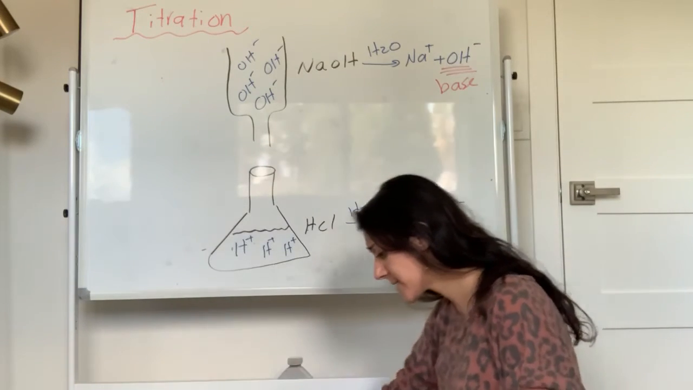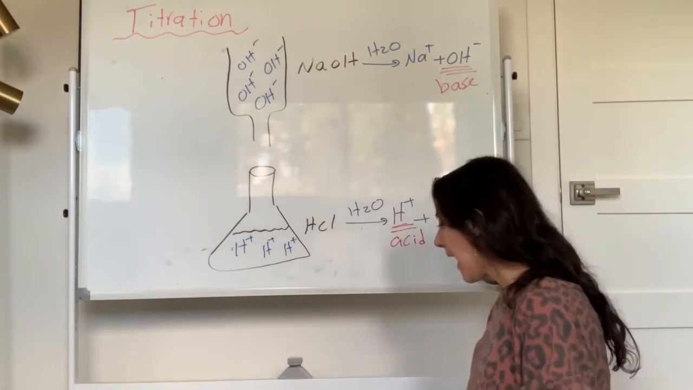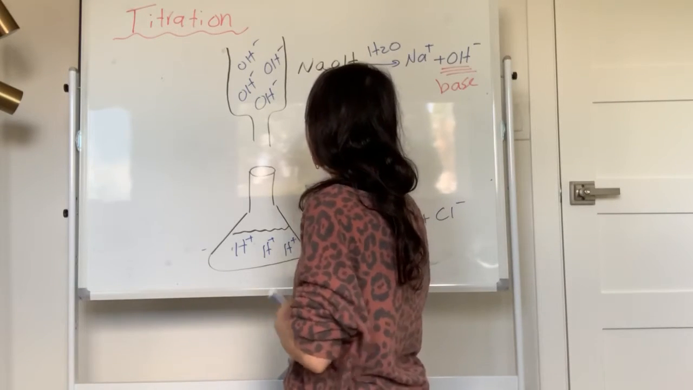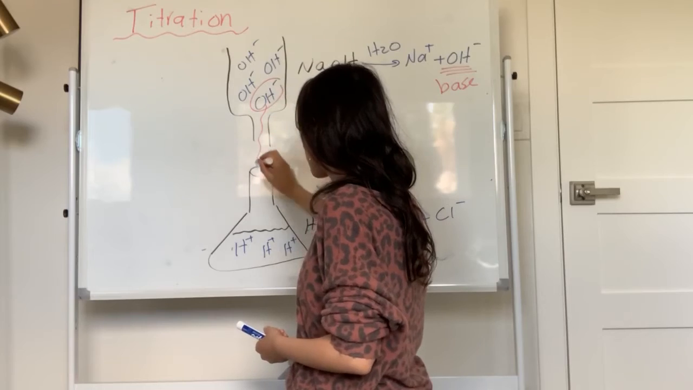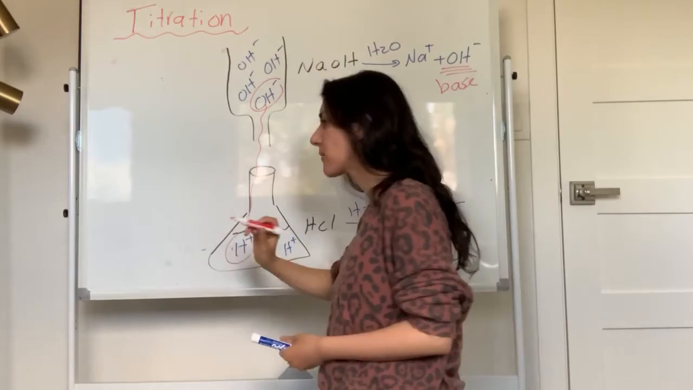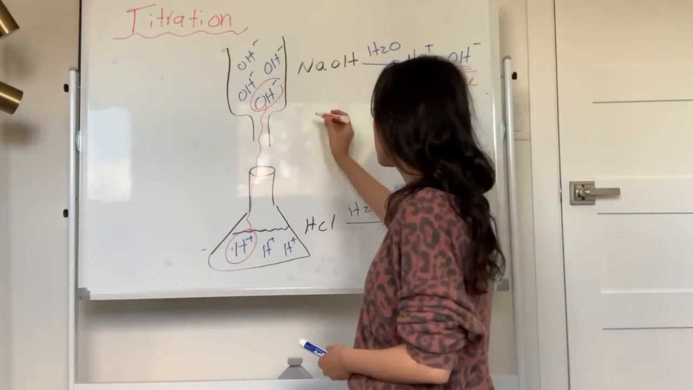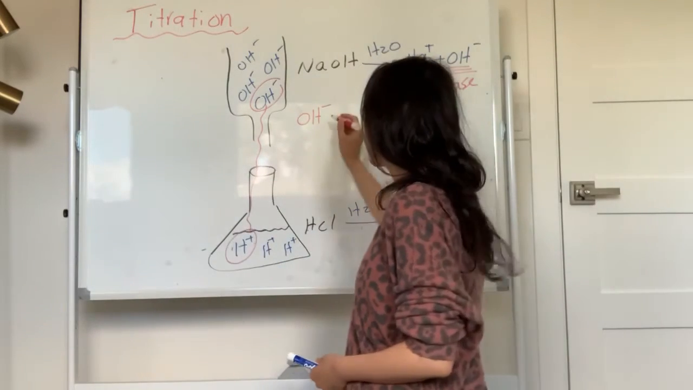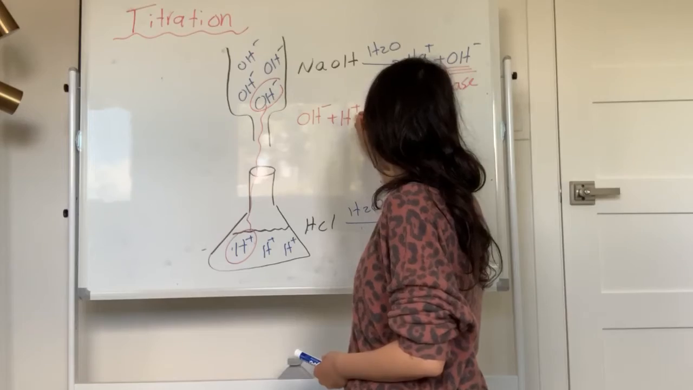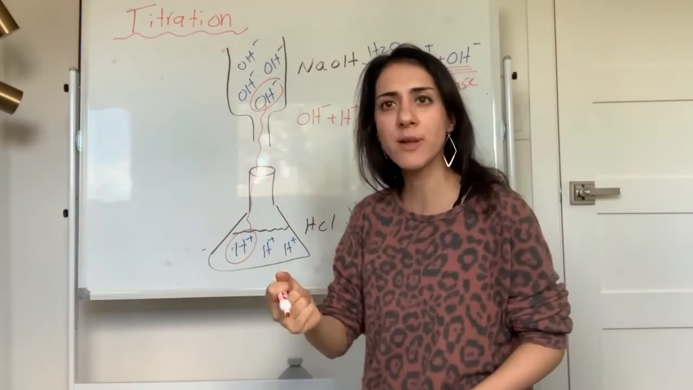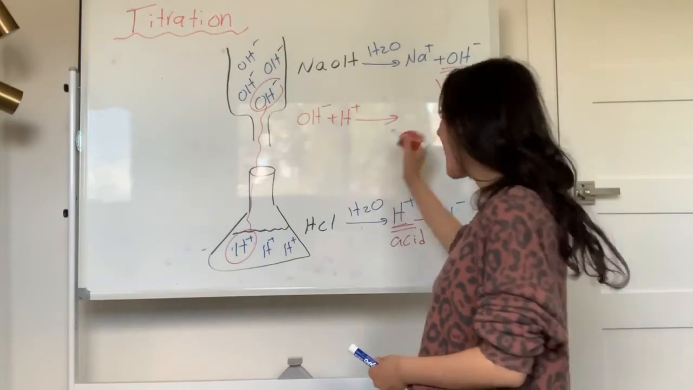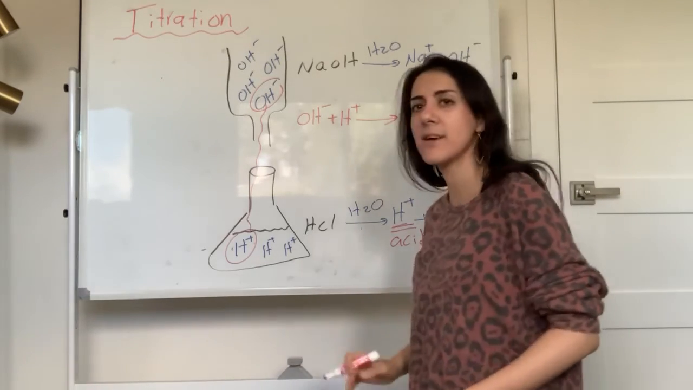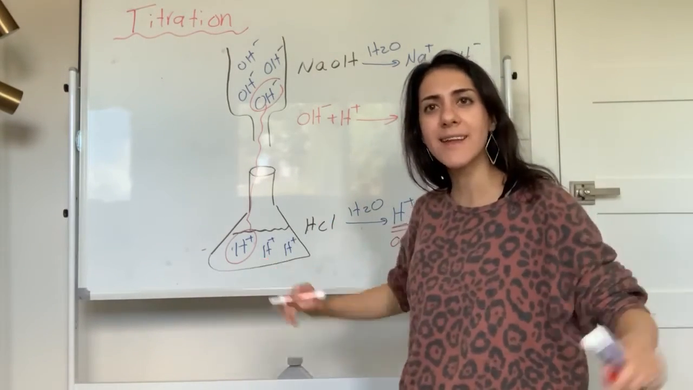Okay, I'm going to start adding NaOH. What's going to happen is that the OH- is going to go down here and react with the H+. Now tell me, if the OH- goes down here and finds an H+, what are they going to form? OH- plus H+ forms? Yes, H2O. It forms water, so it's going to neutralize it out.